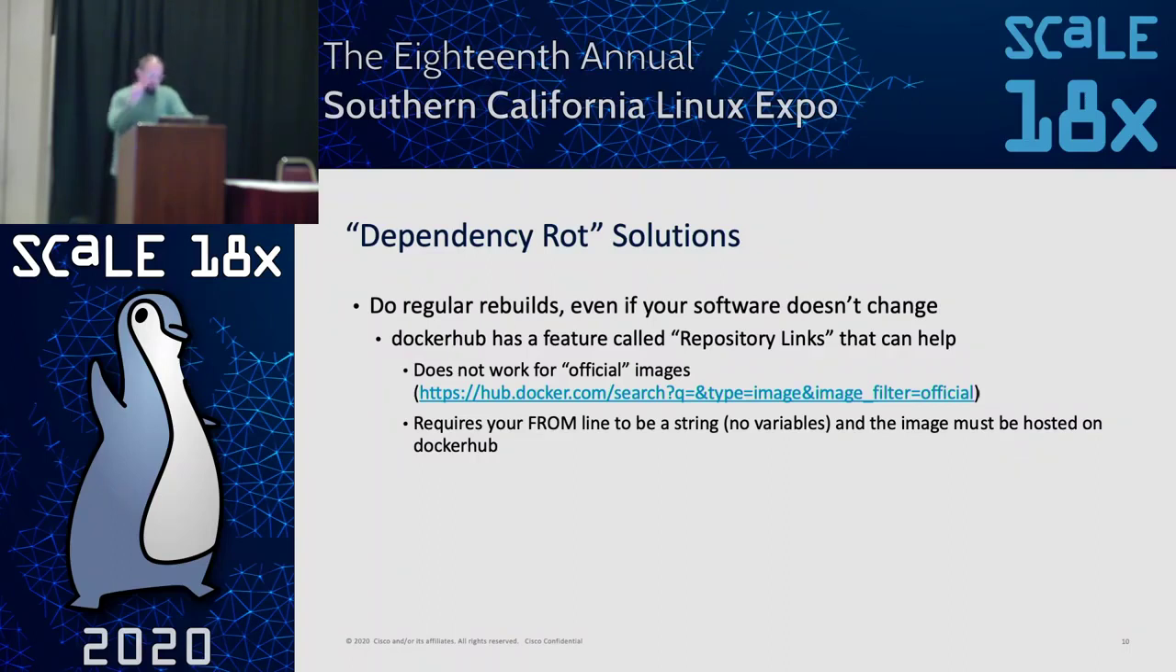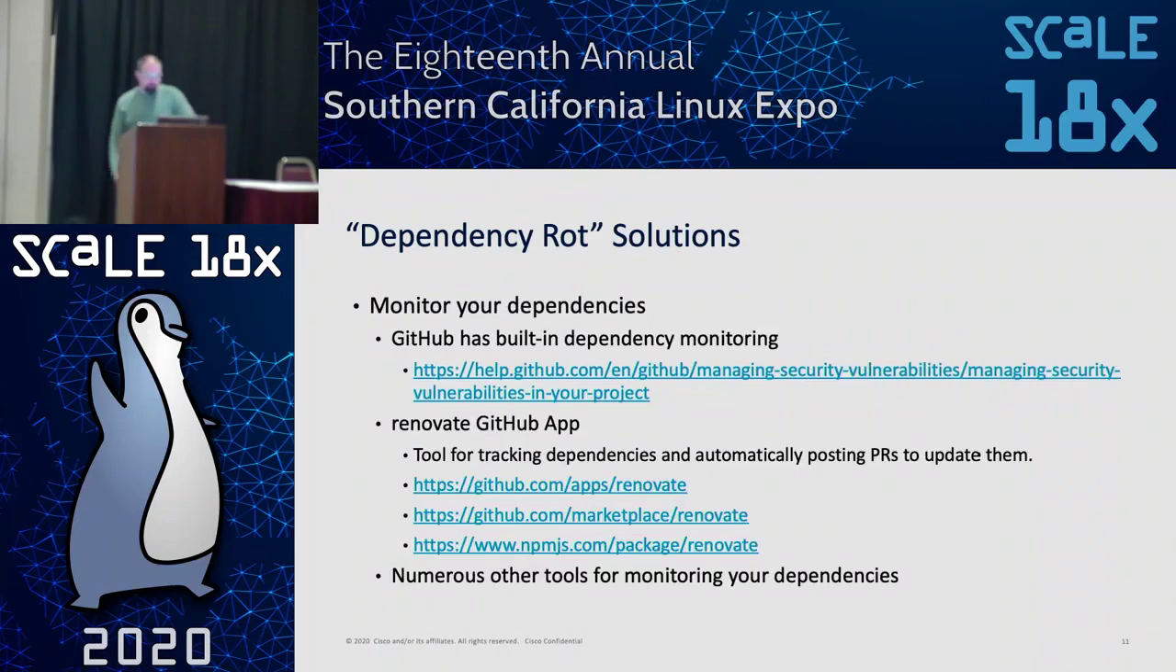It also requires your from line in your Dockerfile to be a fixed string, not a variable. You can't pass a build arg in for your from if you want this to work. And the image in the from line also has to be hosted on Docker Hub. But there can be some help there, potentially, if your project is a type where you might have multiple images that depend on each other, or you depend on something that's not considered an official image. You can get some value there.